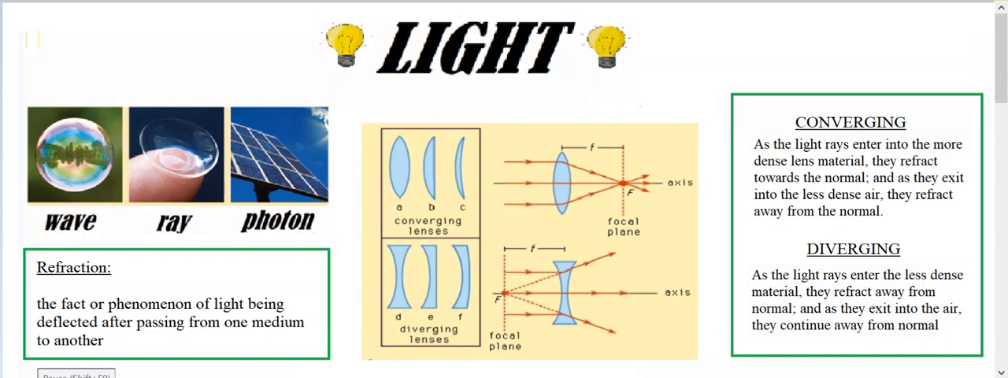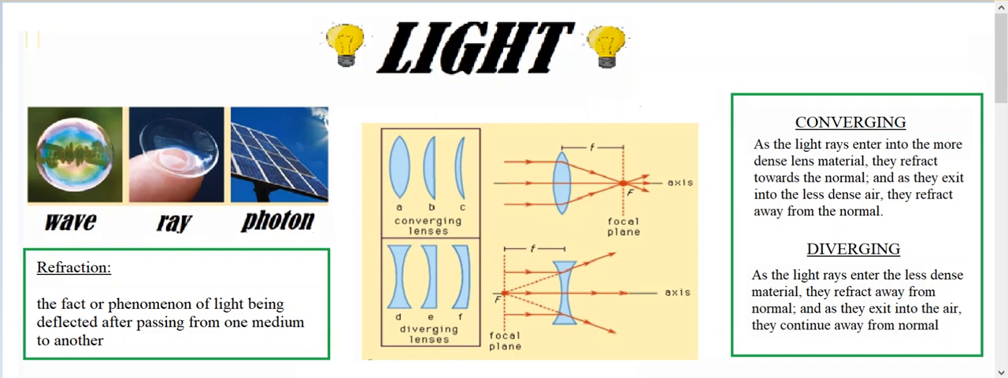In this video, we will learn about light being reflected through different lenses as well as the variables involved. To begin, there are three different types of light. We have waves that you see, rays, which is reflected light, and photons, which are particles of light.